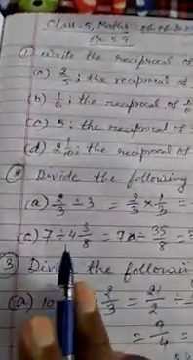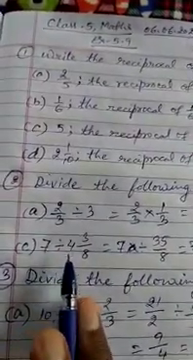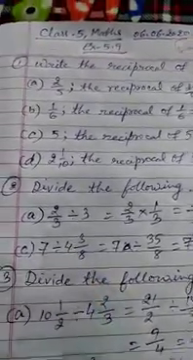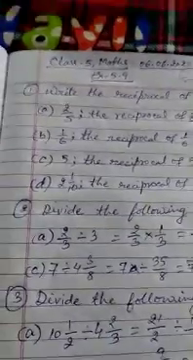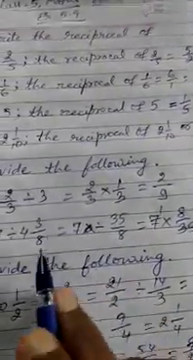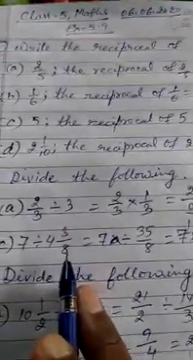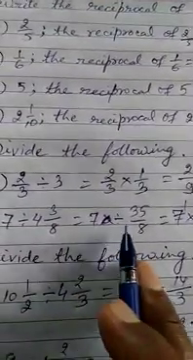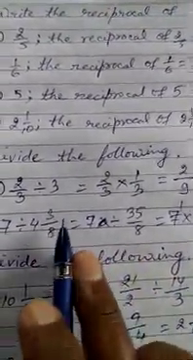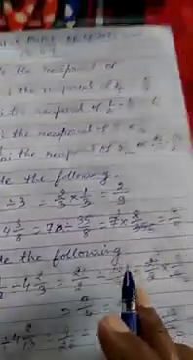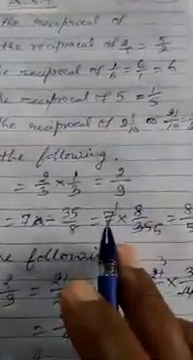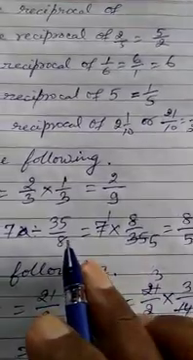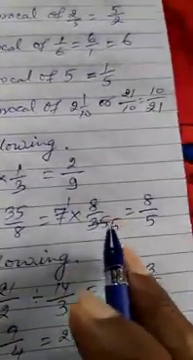Now question C of question number 2, 7 divided by 4 whole 3 by 8. First of all, you will convert 4 whole 3 by 8 into an improper fraction, because for mixed fractions you cannot find the reciprocal. So in the next step, you will write 7 divided by the improper fraction of 4 whole 3 by 8, which is 35 by 8. Now in the next step, you will write 7, and at the place of divide, you will put the multiply sign, and then you will write the reciprocal of 35 by 8, which is 8 by 35.